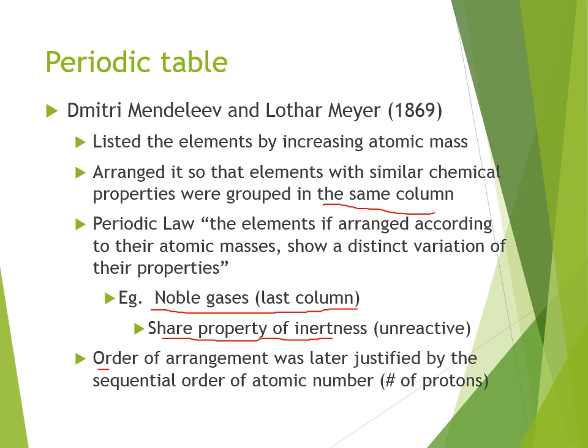Later on, the periodic table arrangement was justified by the sequential order of the atomic numbers. Remember that the atomic number is the number of protons present in the atoms of each of those elements.